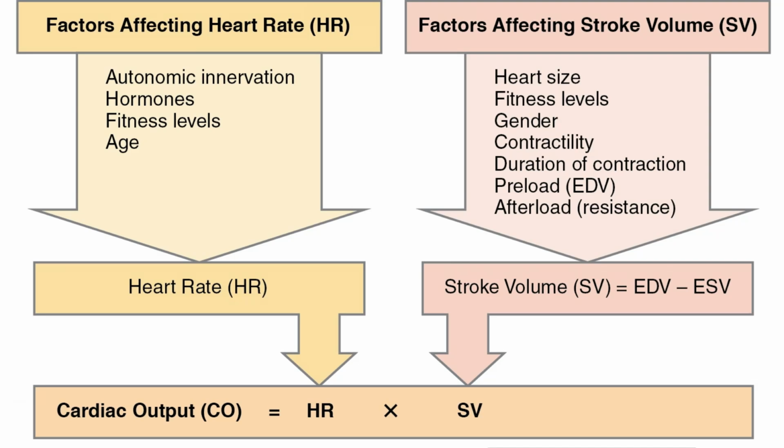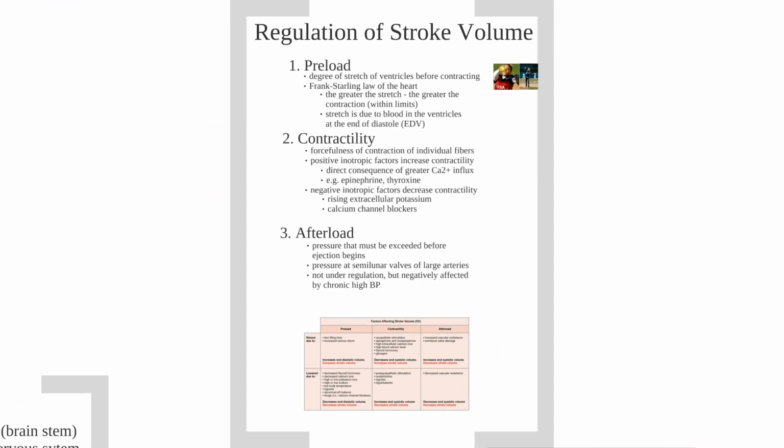For factors affecting stroke volume, there's a number of things here. Fitness level also has a role to play, as well as the physical size of the heart, gender, those sorts of things. We're going to look specifically at some of the other ones here, preload, contractility, afterload, to understand a little bit more of how we modify stroke volume in homeostatic mechanisms. To look at how we regulate stroke volume in the body, we're going to consider 3 of the items that were listed in the previous summary figure: preload, contractility, and afterload.